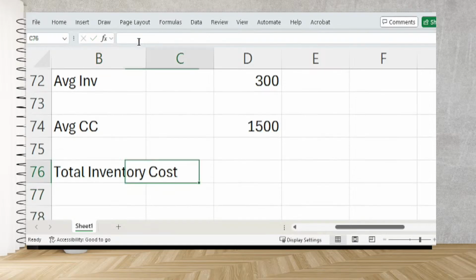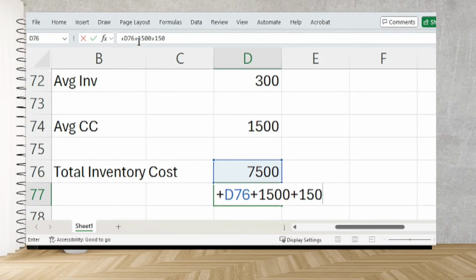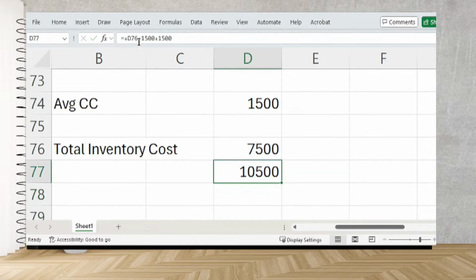Okay. So if I consider the value of the inventory, which is basically average inventory, I am keeping 300 multiplied by 25, plus 1500 and 1500. Yes, sir. 1500 is my carrying cost and 1500 is my ordering cost. So it is 10,500.